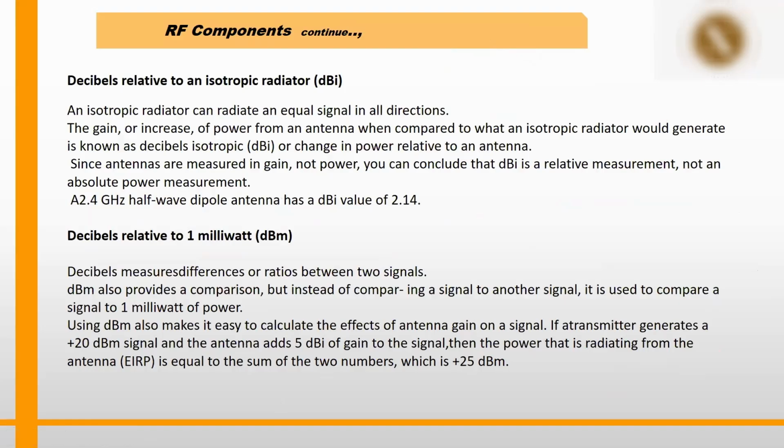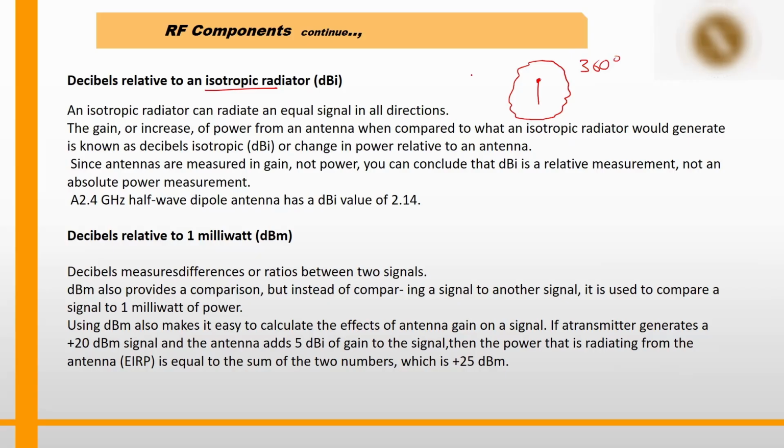There is a concept that is dB. dB, we know that is decibel, right? Decibels relative to an isotropic radiator. So what is an isotropic radiator? An isotropic radiator is when you have an antenna and you are sending the signal radially across that antenna in a 360-degree fashion. So this radial transmission that you are doing is isotropic and it is ideal. No antenna is ideally isotropic like this.